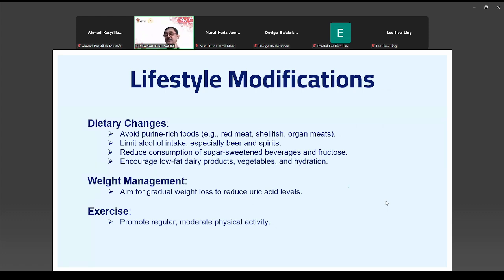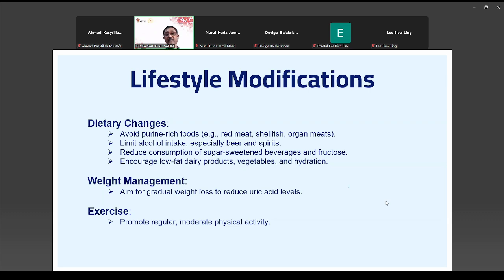Of course, you have to educate the patient about what gout is and why it is coming. It should be patient-centered, as I mentioned. You need to tell them about gout and what precipitates it. Tell them there's no management without talking about diet. Avoid high purine diets such as red meat, shellfish, organ meats. Limit alcohol intake, especially beer and spirits, as mentioned by the doctor. Reduce consumption of sugar-sweetened beverages and fructose. Encourage low-fat dairy products, vegetables, and hydration.